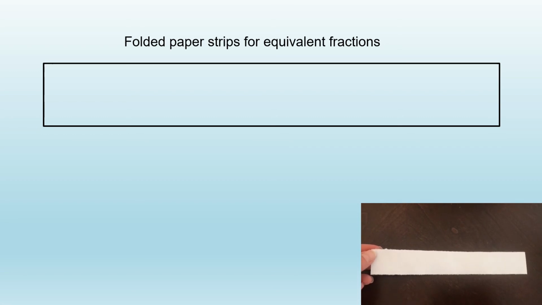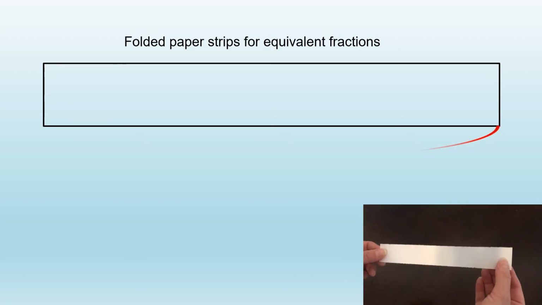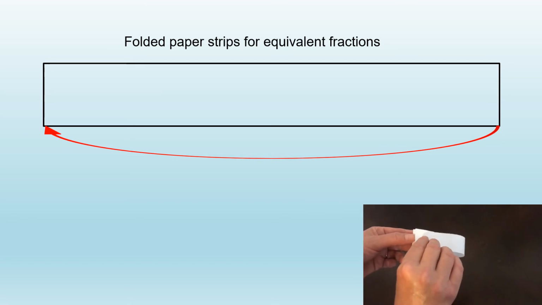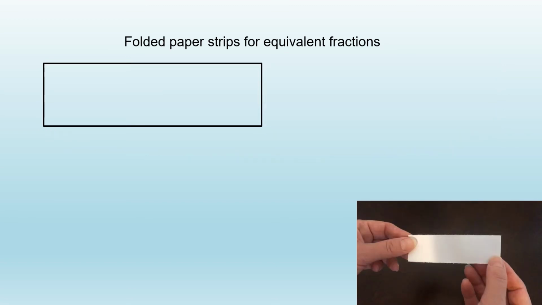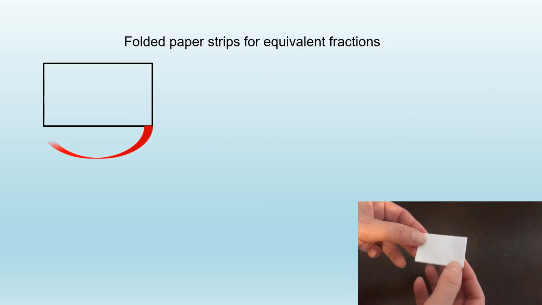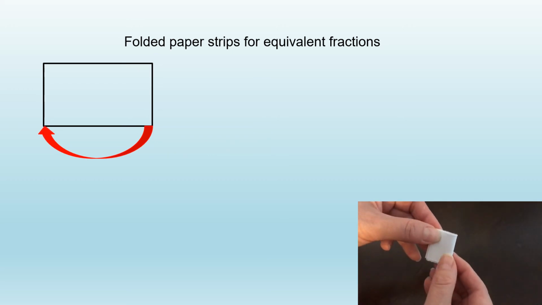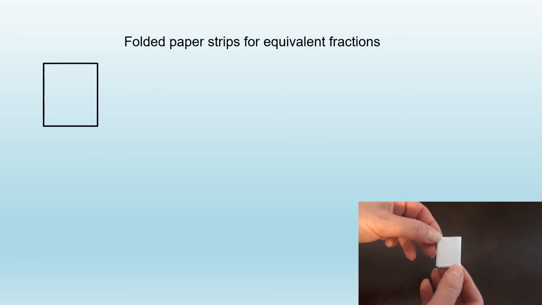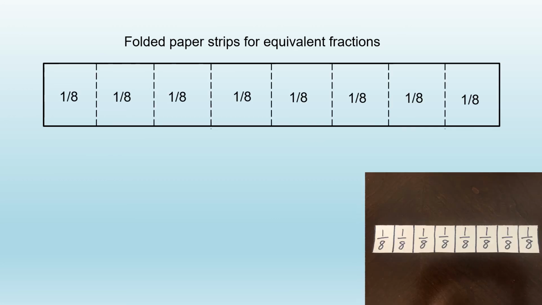We are going to fold one more strip. You'll fold this one exactly like you did the other two. We're going to fold it again. And we're going to fold it one more time. This is what your folded strip should look like now. When you reopen it, you will see that you have 8 equal parts. Each of those are 1/8. So you have 1/8, 2/8, 3/8, 4/8, 5/8, 6/8, 7/8, and 8/8. 8/8 make a whole.